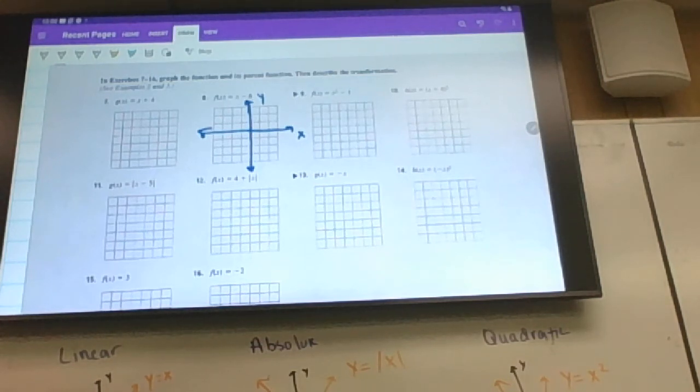Okay, 7 through 11. Which equations, there's 2 of them, don't answer that. Which equations have an h in them is what I was going to say.